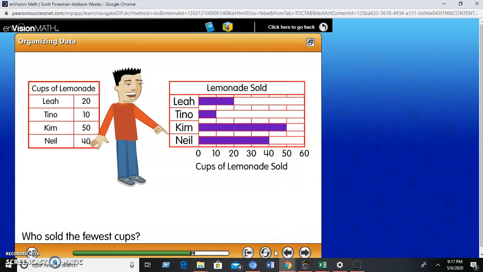Now we're going to find who sold the fewest. Look for the smallest bar, which is right here. That is Tino. That name cracks me up. Tino sold the fewest. How many cups did he sell? Go down. Bloop. 10.